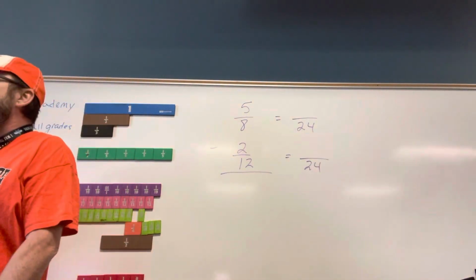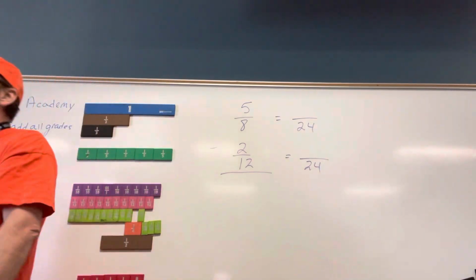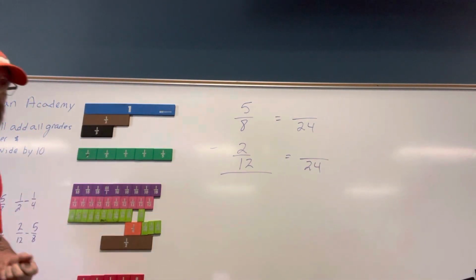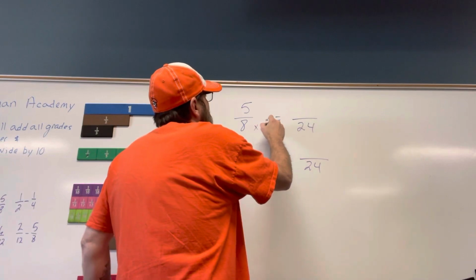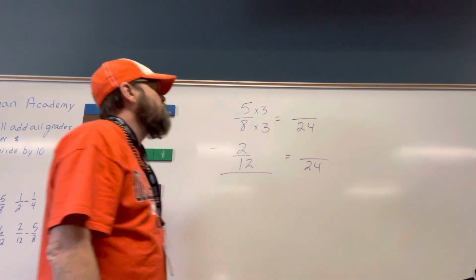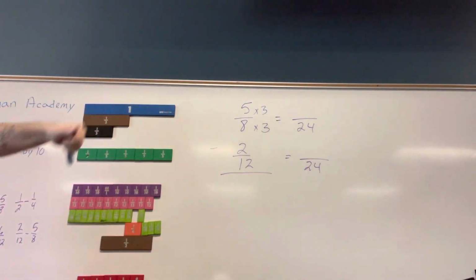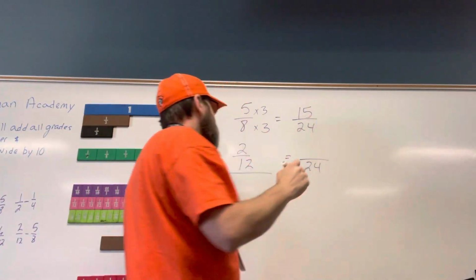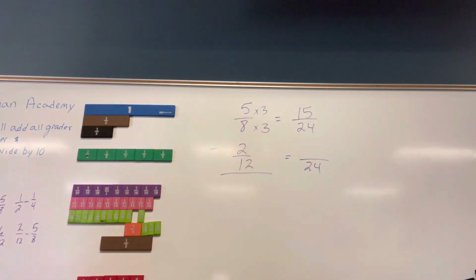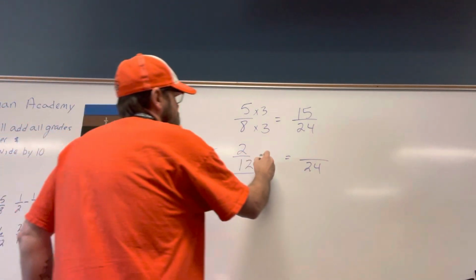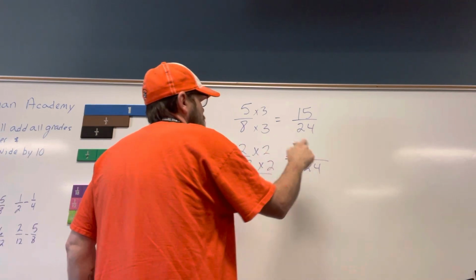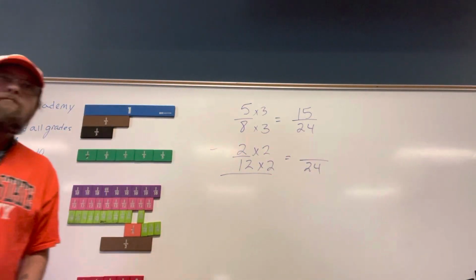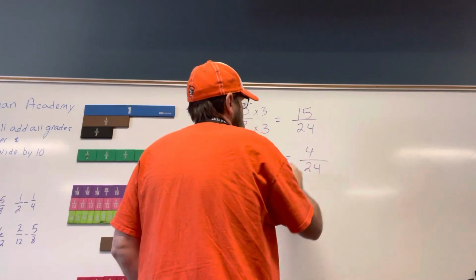Now, let's see, Riley. What do I multiply by 8 to get 24? 3. Good. If I multiply this one by 3, I must also multiply this one by 3. And Riley, what's my new numerator? 15. Destiny, what do I multiply by 12 to get 24? 2. So Destiny, what is my new numerator? 4 over 24. Good. So I have 4 24ths.